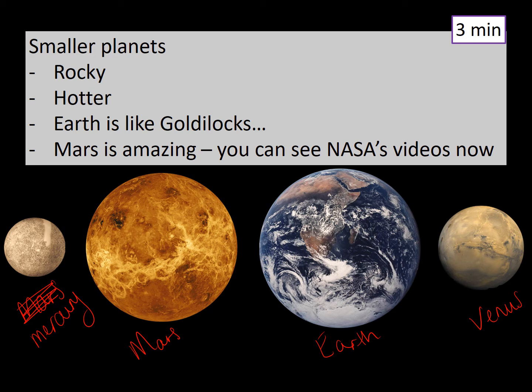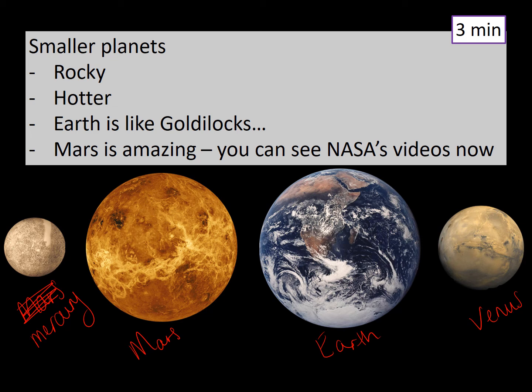So these smaller planets are known as the rocky planets. So they mostly consist of solid rocks, which is why obviously they're known as the rocky planets. And because they're quite close to the sun, these are a lot hotter. So Mercury is very hot, Venus is very hot, Earth is what it is. Earth is like Goldilocks. The reason why I've written Earth is like Goldilocks there is because it's the absolutely perfect temperature for water to exist as a solid, as a liquid, and a gas.